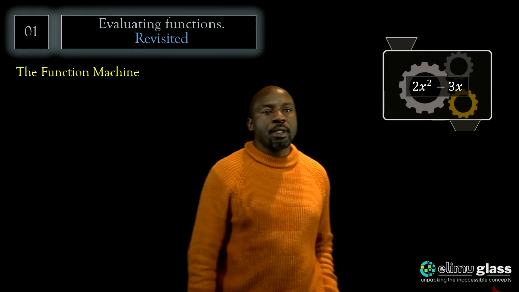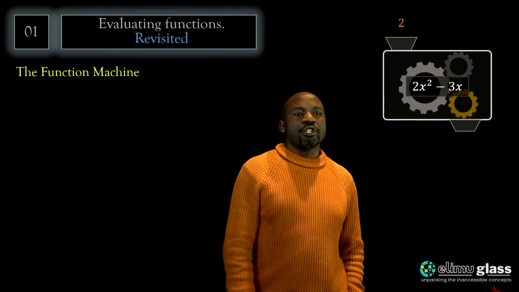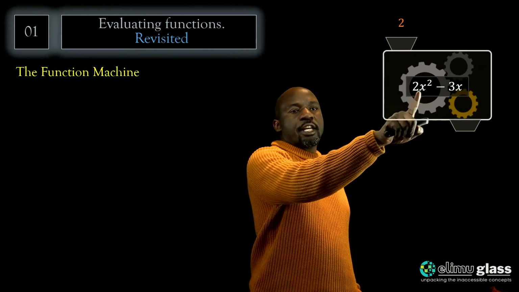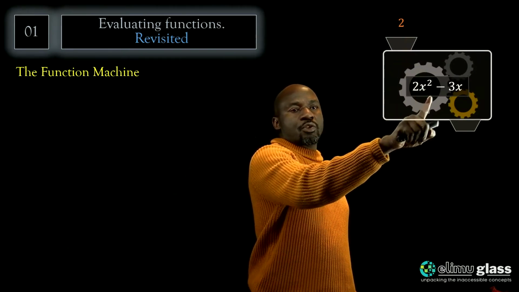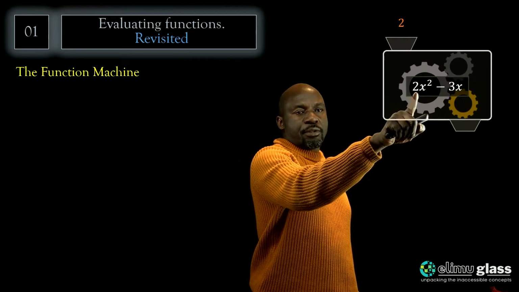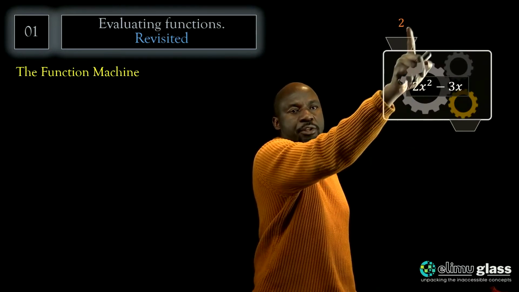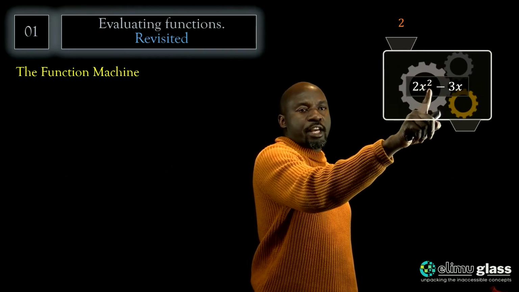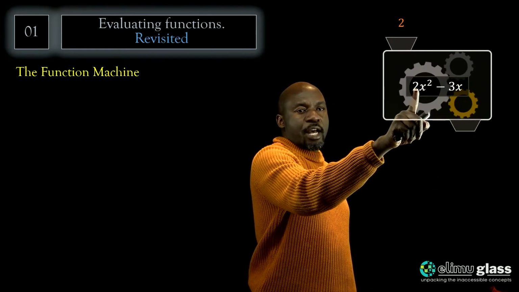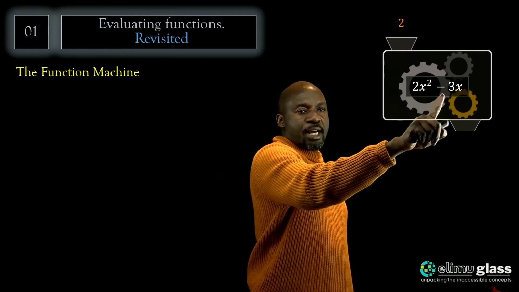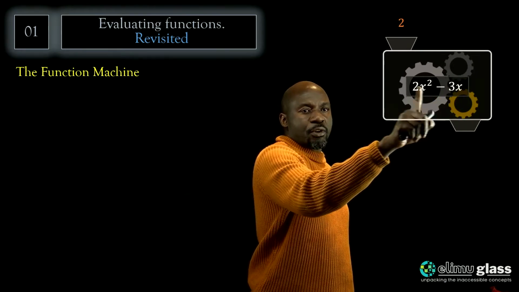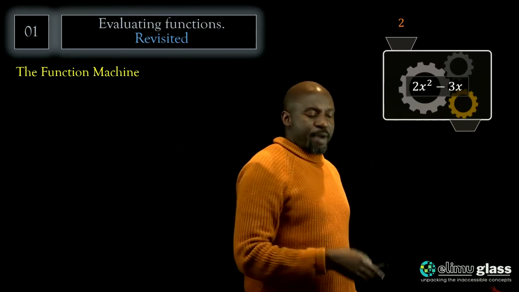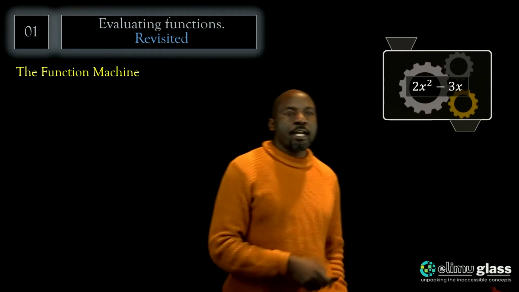For example, I have a 2 there. If I feed 2 into the machine, it takes my 2, squares it, and multiplies by 2. My 2 is the input, it's the x. So 2 squared is 4, times 2 is 8, minus 3 times 2, which is 6. So 8 minus 6, I expect my answer to be a 2.